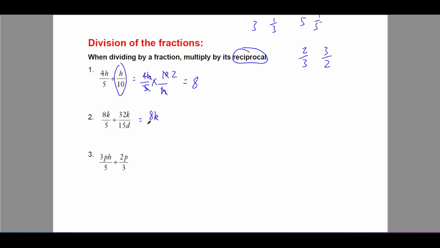So to divide by a fraction, you multiply by the reciprocal. So what's the reciprocal of this? Just flip it upside down. 15d on 32k. And then start cancelling out things. So k's can go away. 8 and 32 can be simplified. I divide this by 8. I divide this by 8. I get 4. 15 and 5. Divide this by 5. Divide this by 5. I get 3. So I'm left with 3d over 4, right?